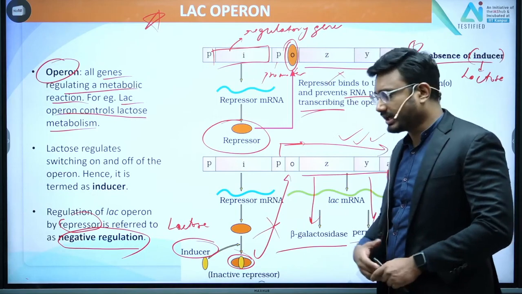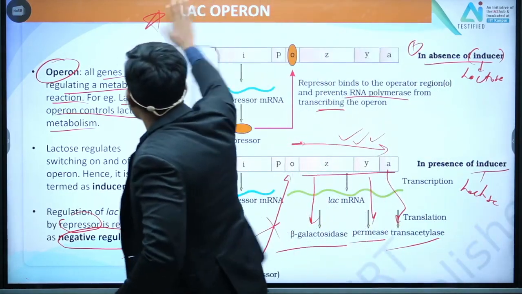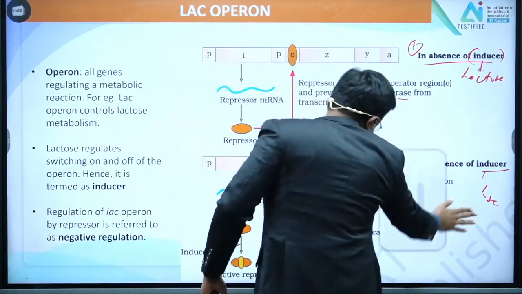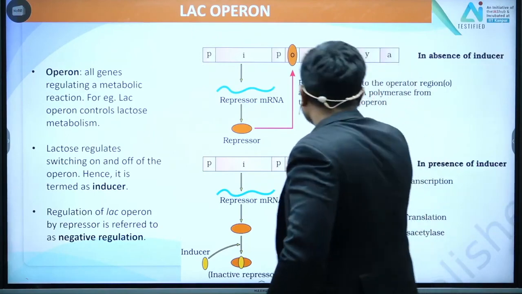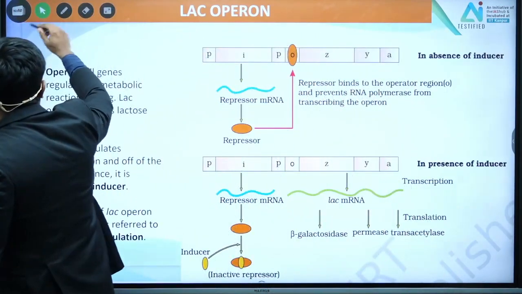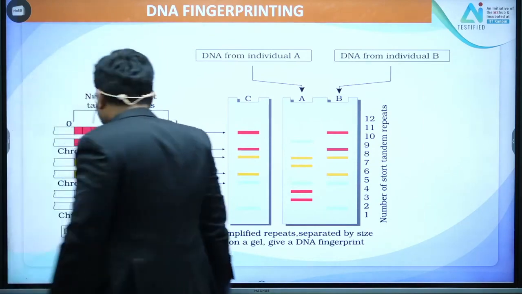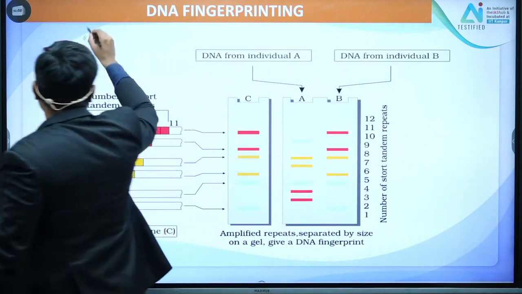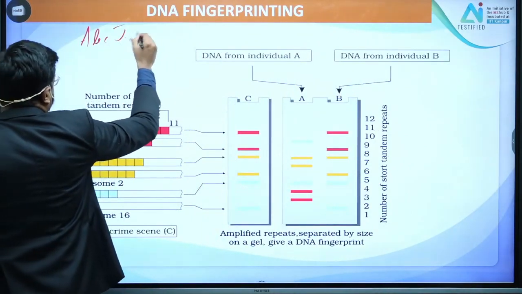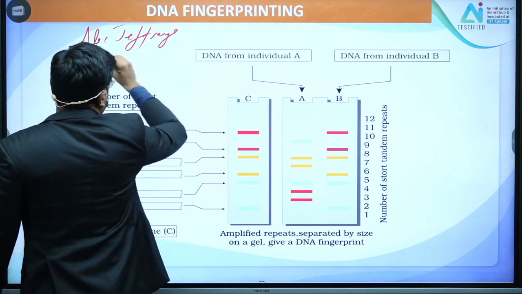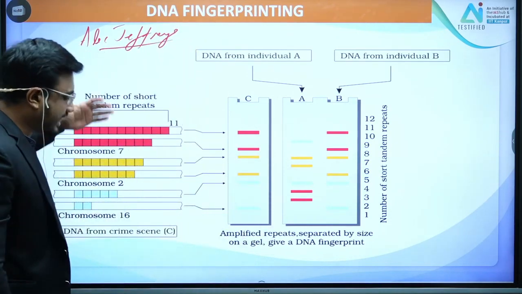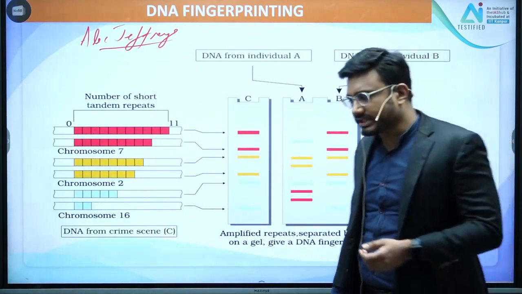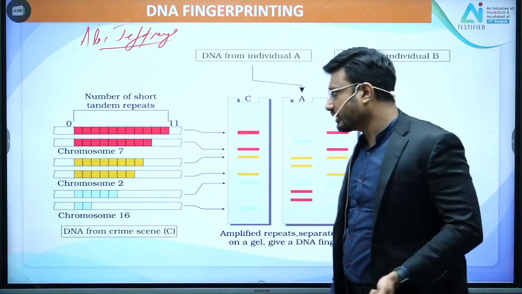Now let us move ahead to the next concept. The process of DNA fingerprinting. This DNA fingerprinting process was given by the scientist named Alec Jeffreys. It is very important in the field of forensics, and also in paternity testing.